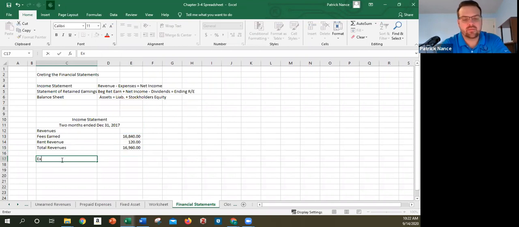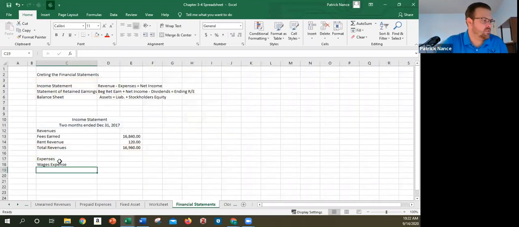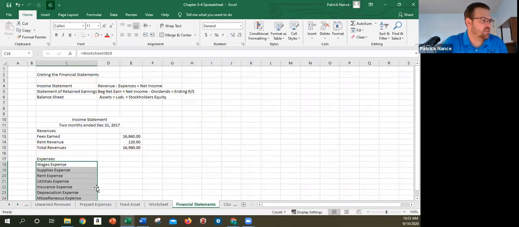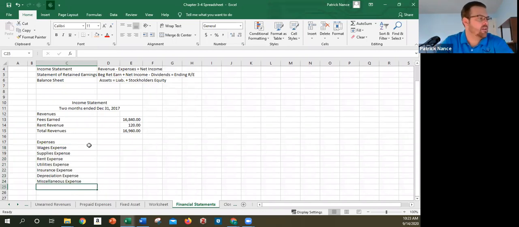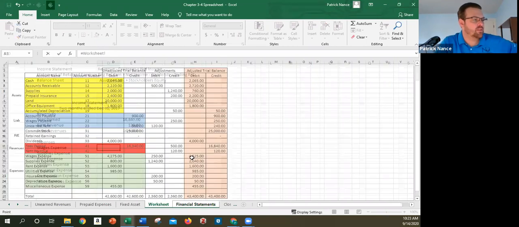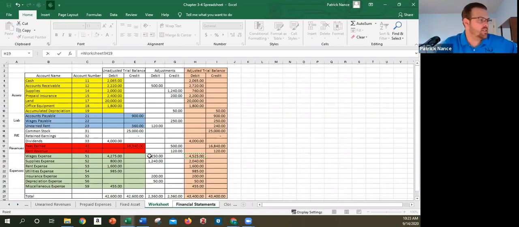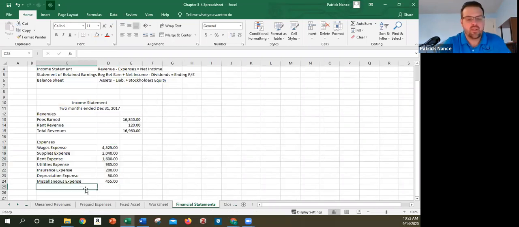Now I can list out my expenses. And again, not to reinvent the wheel and just make it easier than typing them all out, I'm just going to reference them. This is where Excel can save you a ton of time. If you don't have the skills in Excel like this, then that's okay. You can pause the video here and type all this out. I'm just going to enter all of my expenses. And remember, again, the adjusted amounts, not the unadjusted amounts. And then I can total my expenses.